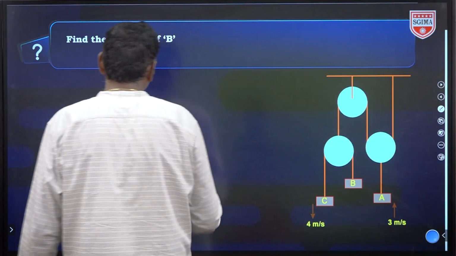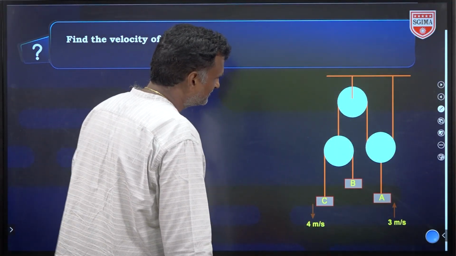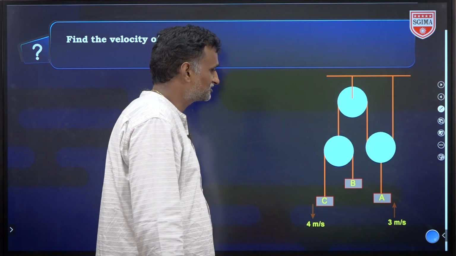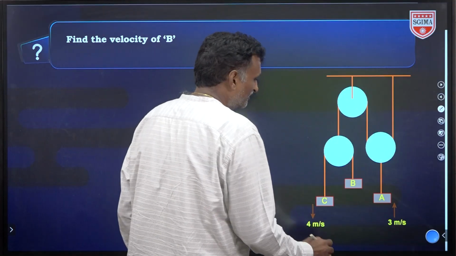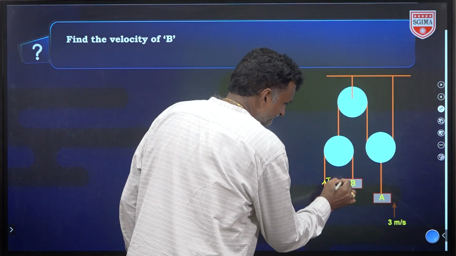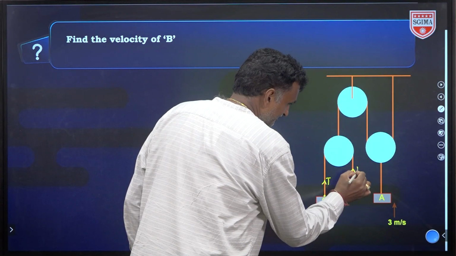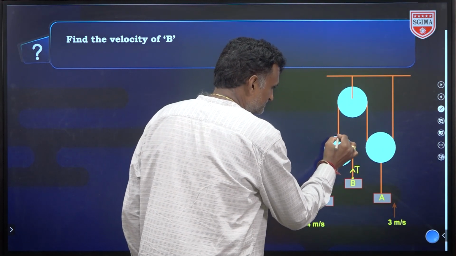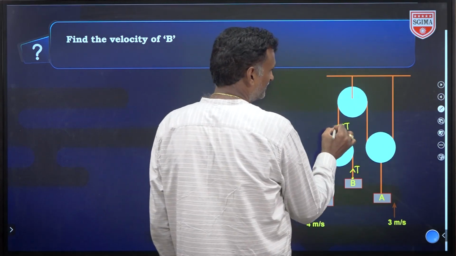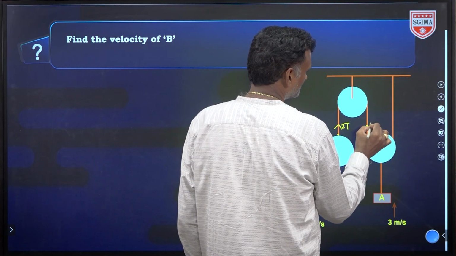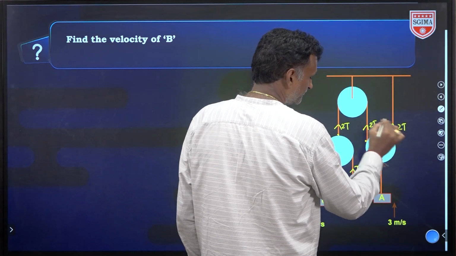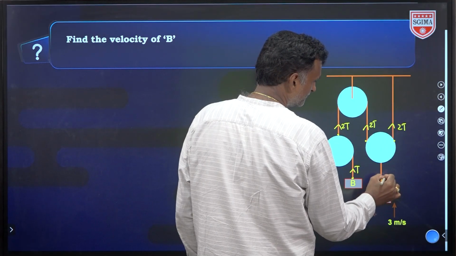Here is one more: find the velocity of B, they have given. Okay? So here we need to solve the question by taking an assumption. Let us take the tension first. Here it is T, here it is T, then in this value it becomes 2T. Then here it is 2T, here it is 2T, then 2T adds up, and here it gives you 4T.